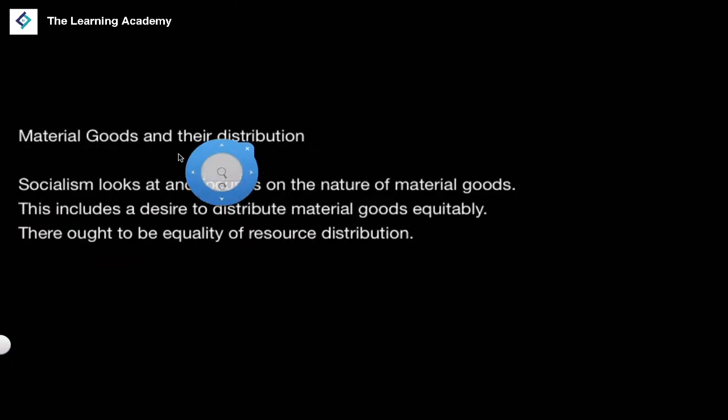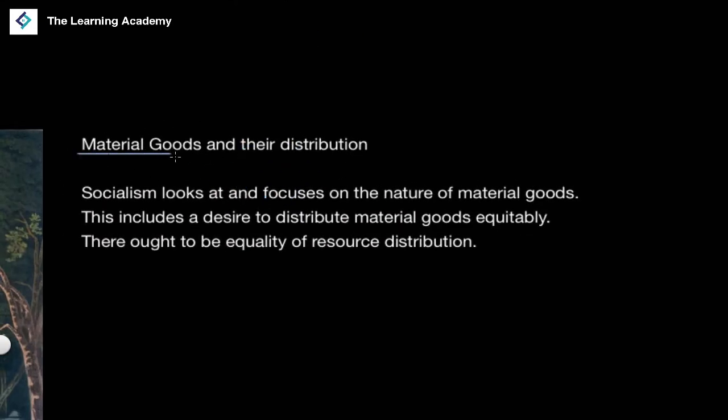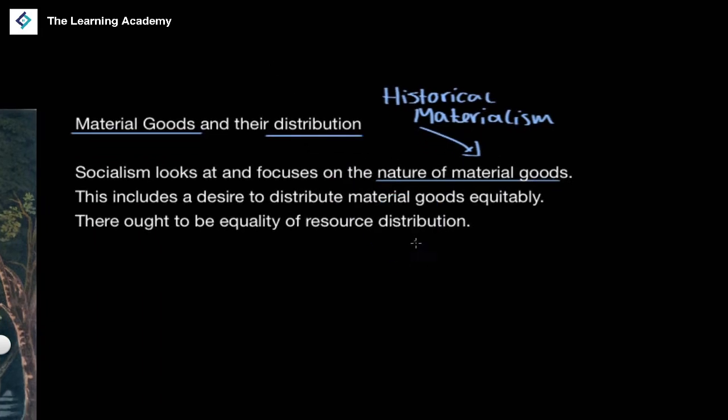One of the major ideas within socialism is material goods and their distribution, the way in which material goods are distributed throughout society. It looks at the nature of material goods. Don't forget, Marx's idea of history is one of a historical materialist, something we'll get to in the next lesson in a bit more detail. And this includes the desire to distribute material goods equitably. So we have an equality of distribution, and that's one of the main ideas within socialism.